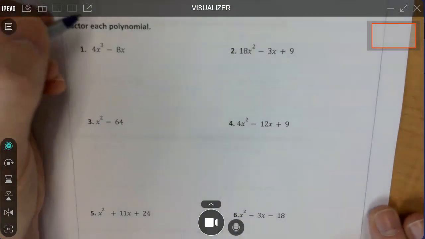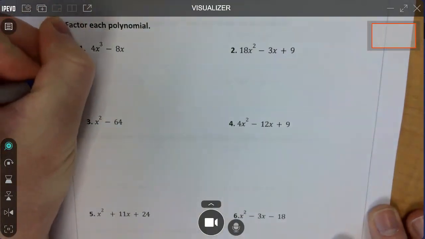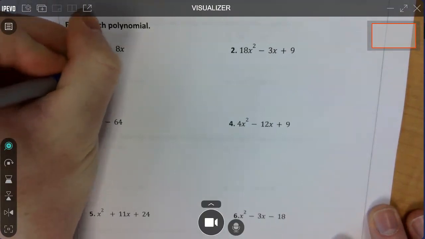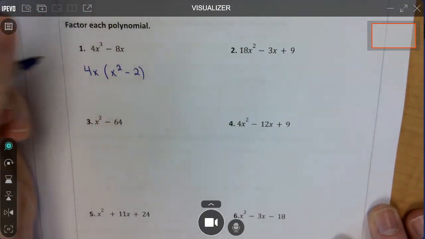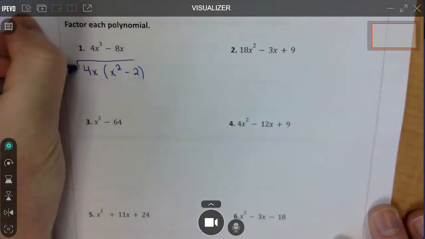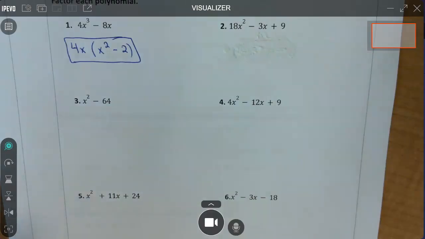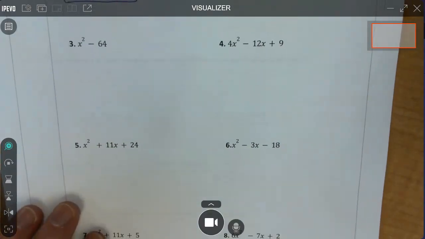So look for your greatest common factor first. They both have at least a 4, and they both have at least an x. That leaves me with x squared minus 2. That's as far as I can go. Alright, we're going to actually skip number 2. We're going to jump down to number 3.